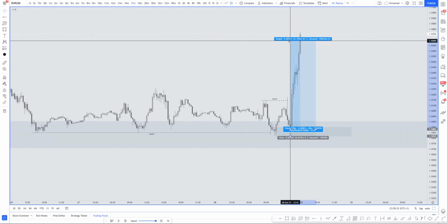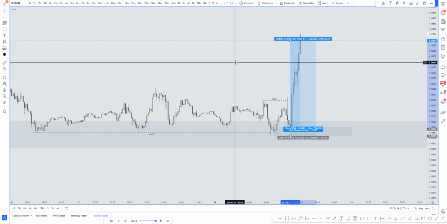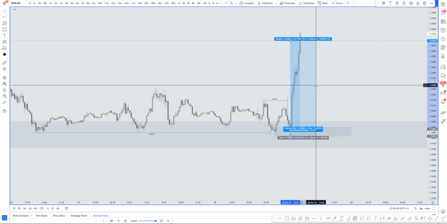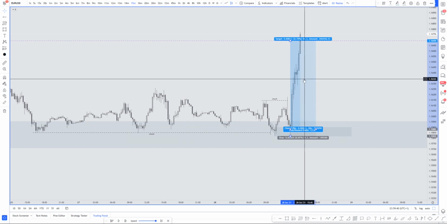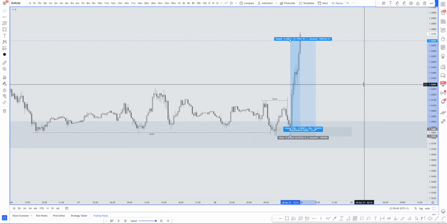There's nothing wrong with a 10R, 9R, 8R. I know everybody's set on these 20, 30, 40R trades, but hitting a couple of these a week on a funded account will get you there too.